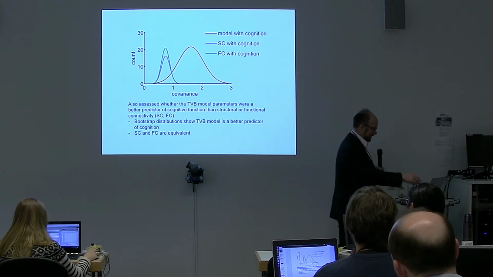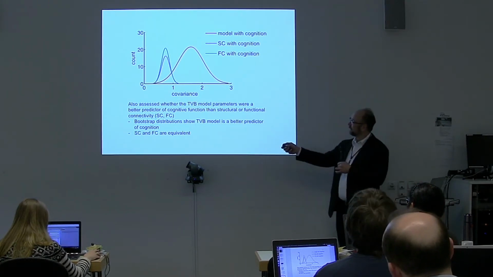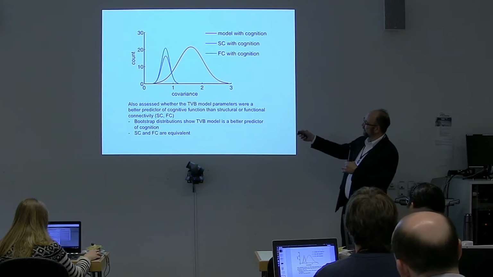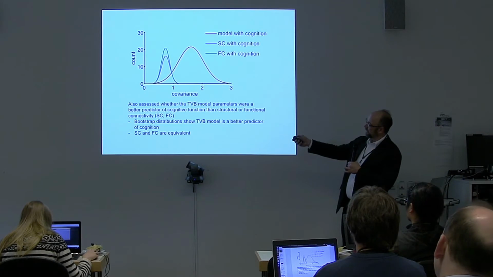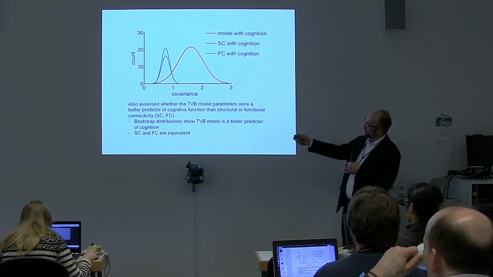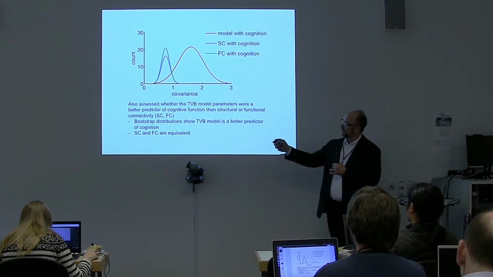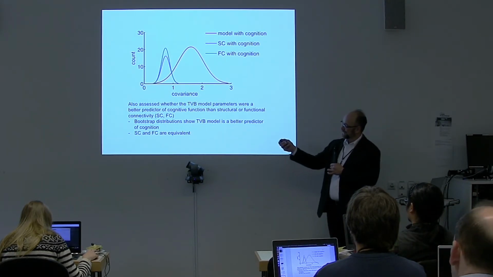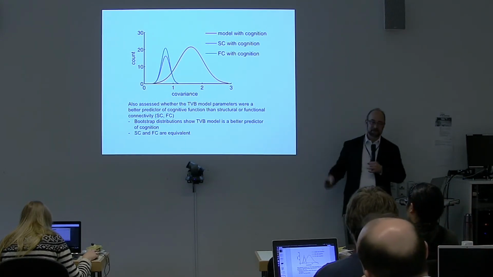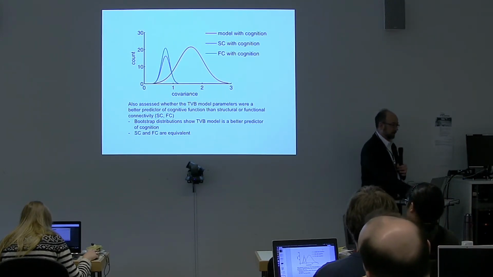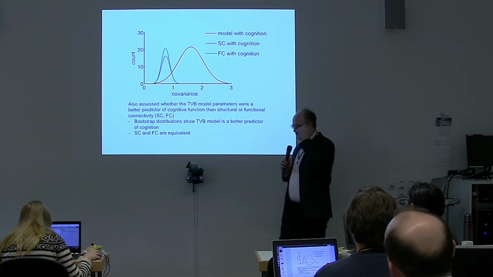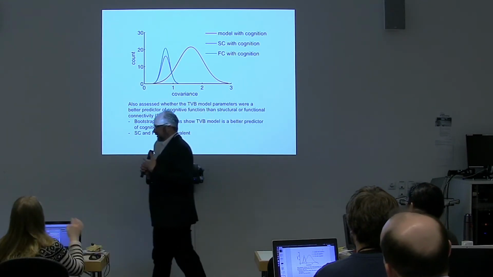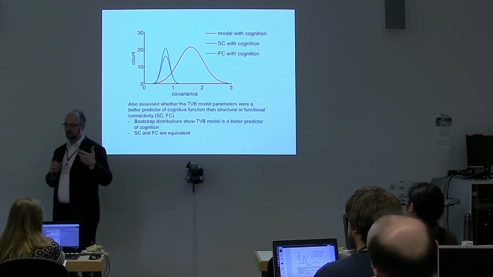The distribution definitely is wider if you look at the model with cognition here, but you notice that the mean parameter for that is quite different from what you see in the distribution for the structural connectivity and functional connectivity. In fact, if you compare the confidence intervals and actually do a formal test on that, the model itself does much better in correlating with cognitive scores than does either functional connectivity or structural connectivity, which is kind of cool because it does suggest, first of all, that there is something useful in doing this modeling.